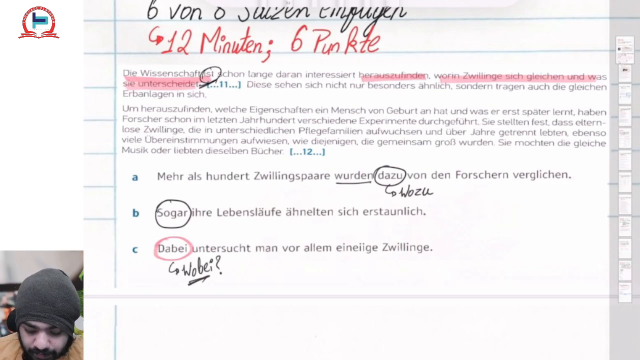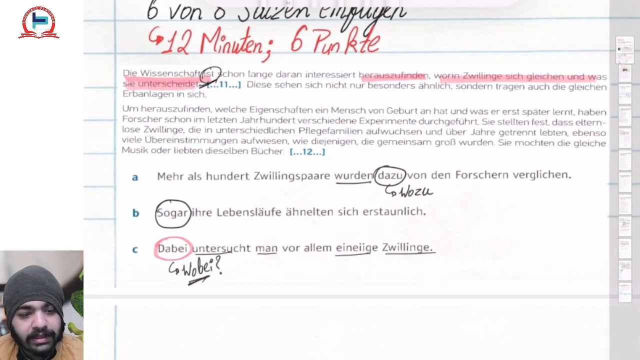Whereas if you see this one, dabei untersucht man vor allem eineiige Zwillinge. This one is also close because in order to find out something, man muss Untersuchungen durchführen. One has to do research. So C would fit here.